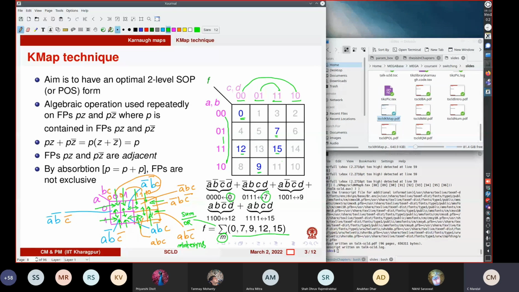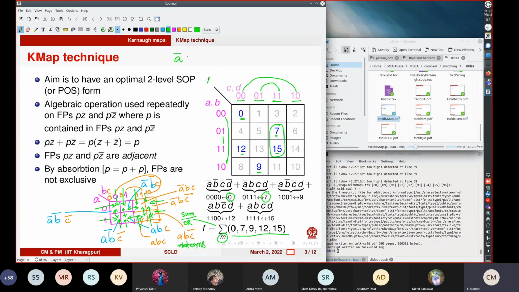Now, this is a Karnaugh map. So these are min terms. If you look at this carefully, only 7 and 15 are adjacent. Only these two min terms are adjacent. You don't have any other min terms that are adjacent. So let us see what these min terms correspond to, this 7 and 15.